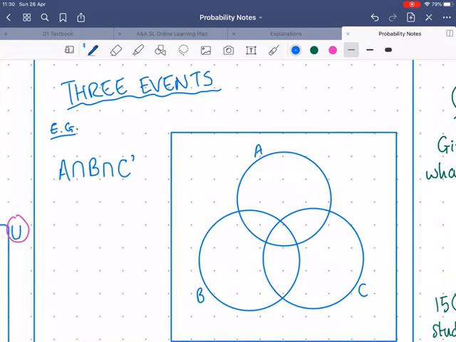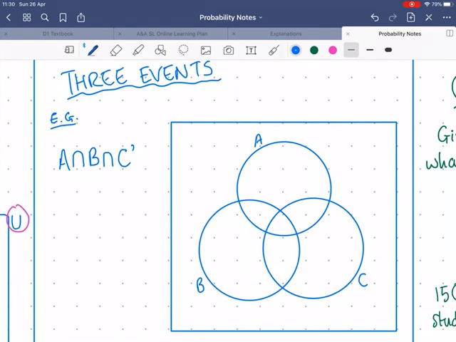Now, finally, we might have 3 events in a Venn diagram, and maybe even more likely in an actual IB question, if you're identifying regions or shading in regions, for example. Now, I want to shade in, just for this example, A intersection B intersection not C. Don't miss this here. If it was just A intersection B intersection C, it would be this overlapping all 3 section right in the middle. That would be nice and easy, but it's not.